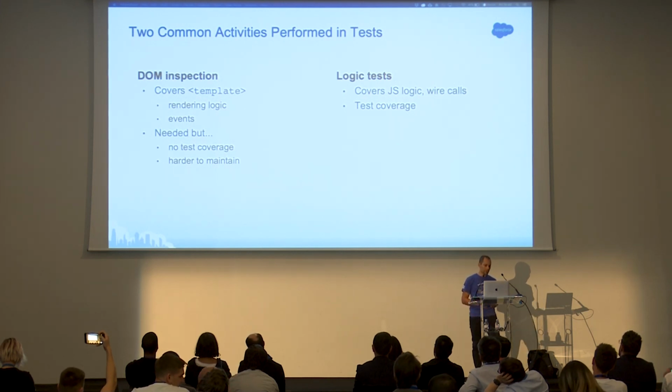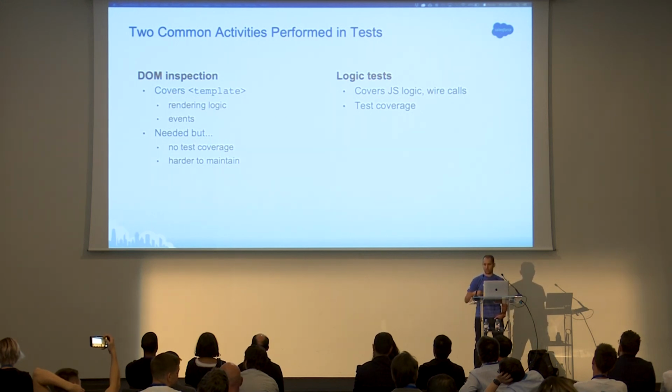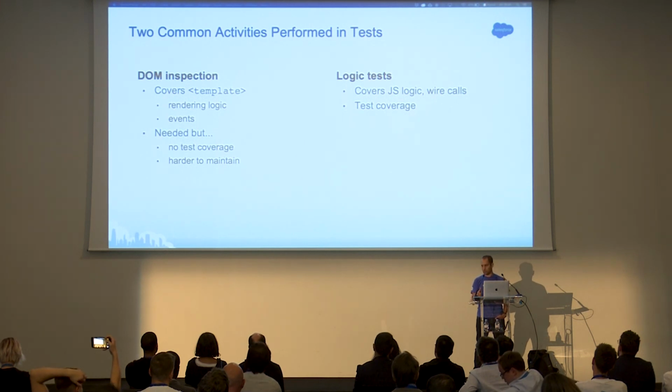So when you do DOM inspection, you want to actually check how the HTML looks like, so how the DOM tree looks like. So you want to check, for example, for rendering logic. So for example, if you have iterations, if you have conditional rendering, this is what you're going to check with DOM inspection. Now this is super important because this is what is being shown to your end user, but it's also a bit difficult to do because there's no test coverage, so you don't know exactly what part of templates you're testing or what you're missing in your tests.